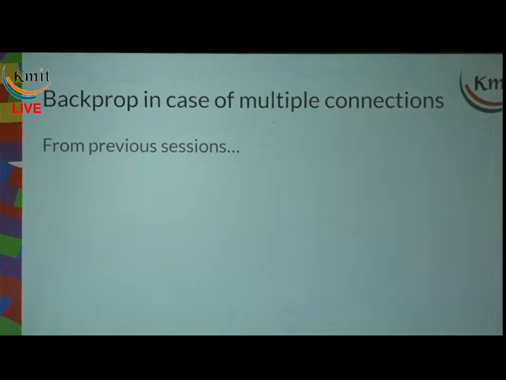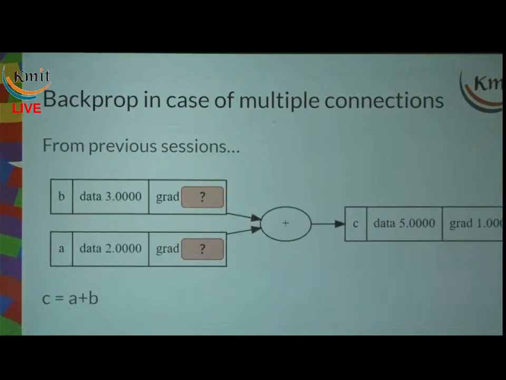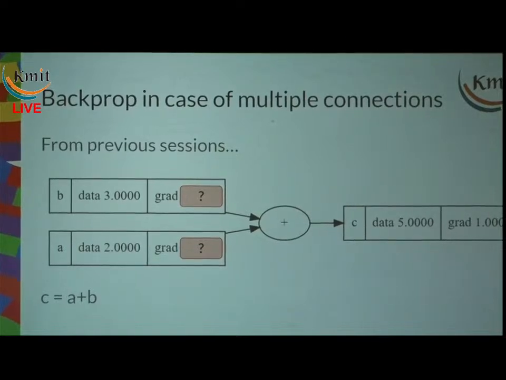From the previous session, just to give a quick recap, if we were to do C equal to A plus B, the same thing, then this was the node graph we generated, right? And this is a no-brainer, so what are the gradient values? Just to fill up those boxes there.